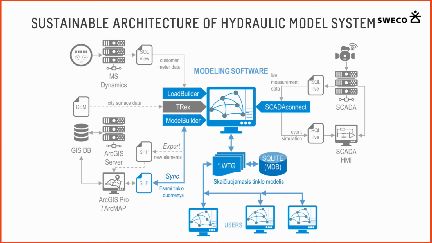So the big block is direct customer meter integration. If you want to have real-time data, if you want to check the real situation in your system, you also have to have real-time data from your customers. Then the next block is GIS database integration. If something is changed in the system, you can quickly update your digital model with your GIS system.